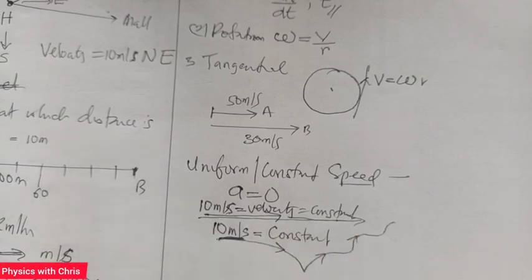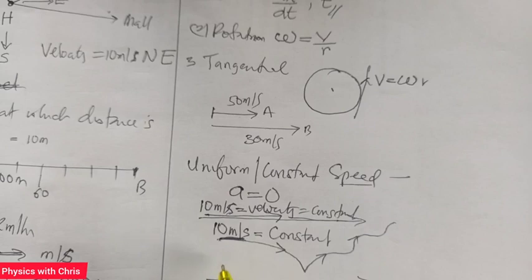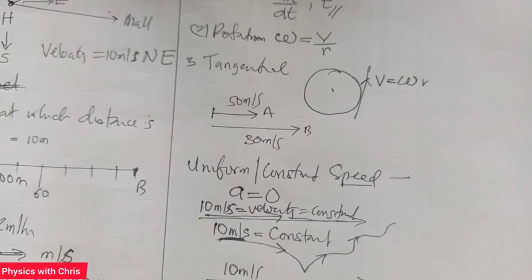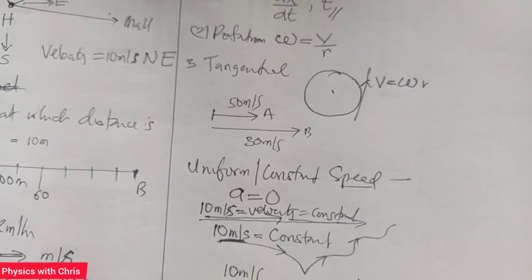So for you to have constant velocity, number one, the direction must not change. Two, the magnitude, the value, the amount of the speed must not change. So if it moves with a speed of 10 meters per second along a straight line, we say the velocity is constant. So we have this for uniform speed and velocity.